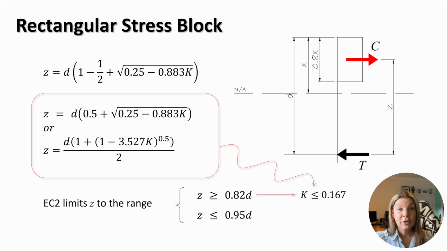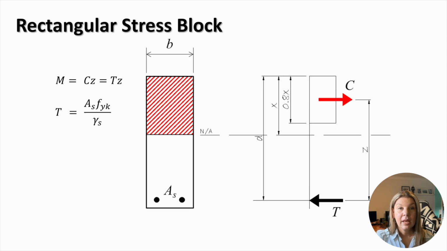It should also be noted that the condition that z equals or is larger than 0.82d corresponds to the condition that k is equal or under 0.168. The moment generated by the force couple can also be expressed considering the tension force in the reinforcing steel. This leads to the following expression for the moment.